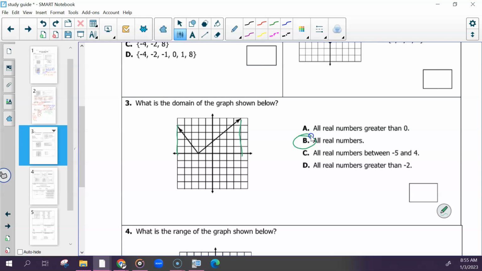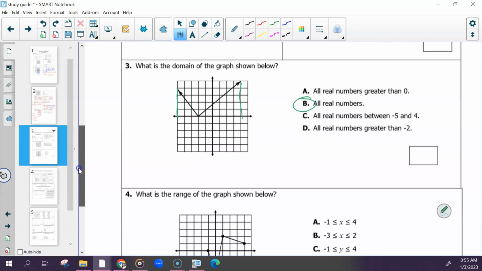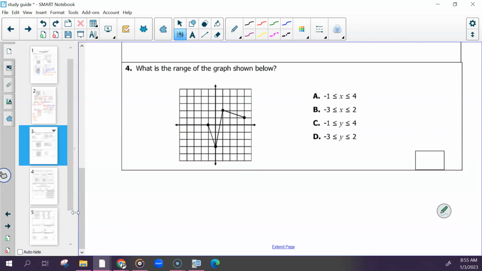Regina? 16. Okay. Range for this one. So we're looking at lowest to highest. Range is y, so anything with an x we can get rid of. So it has to be C or D. Our lowest value, our highest value. So our highest value is 2, our lowest value is -3. So we can deduce from our other answers that it's going to be D.